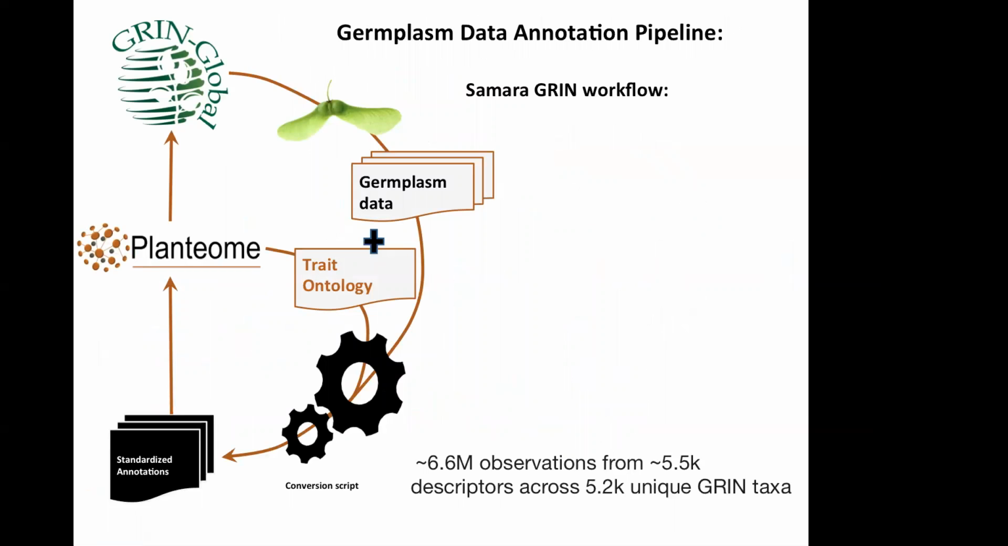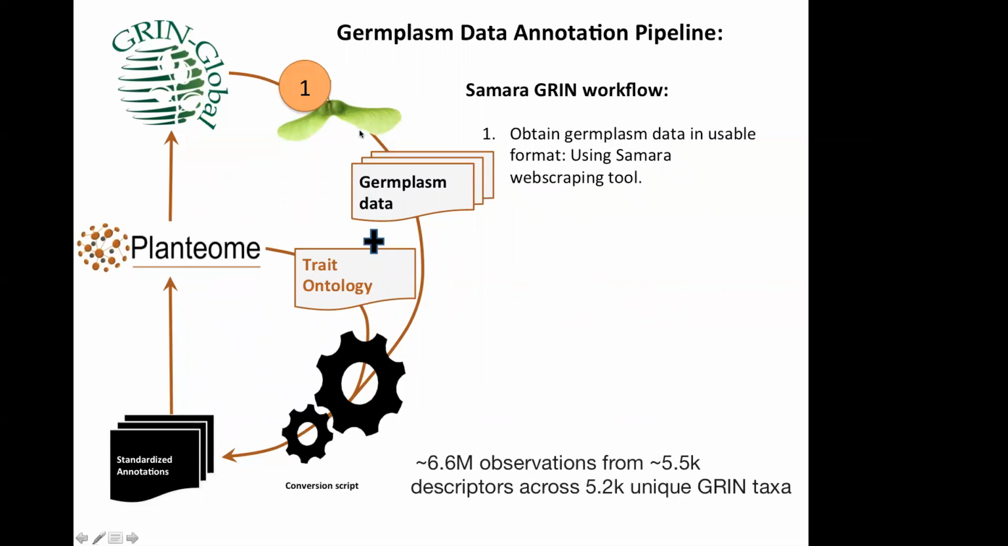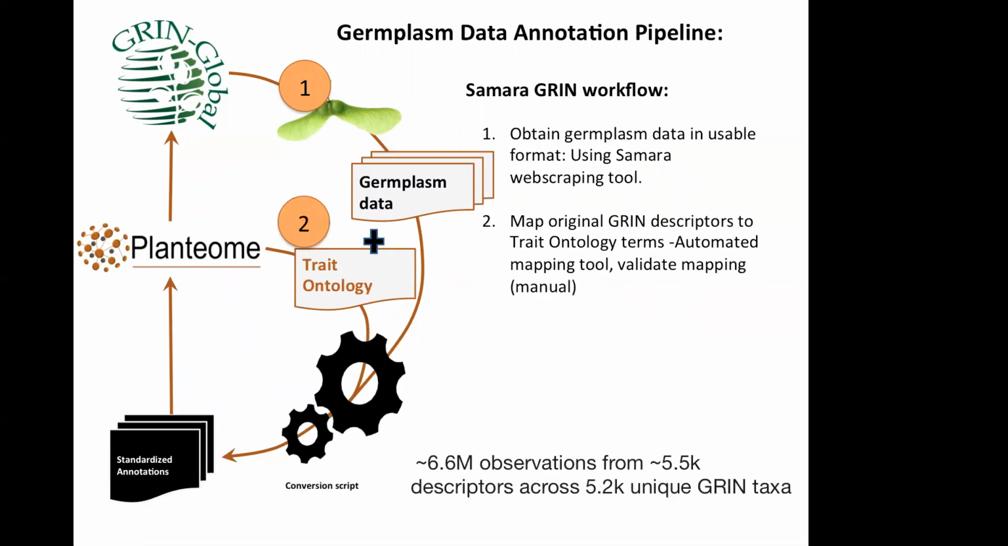So one thing I wanted to talk about briefly was our new data annotation pipeline. This is some work that Austin Meier has been doing in our lab. We've been collecting germplasm annotations from GRIN-Global using the Samara tool. You can see the nice little graphic they have for the Samara here. So the germplasm data is scraped or collected from the web using the Samara tool, and it's mapped to the descriptors in the trait ontology, which has to be done partially manually. And then that's converted into our GAF2 format to go into our database. And Austin has worked hard at developing some nice scripts for doing this, which is really great.